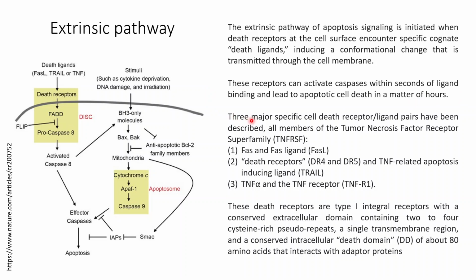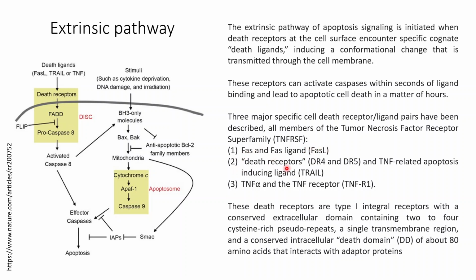So there are three major cell death receptor ligand pairs that have been described, and they are all members of this superfamily, tumor necrosis factor receptor, or TNFRSF superfamily. And so the first one is this Fas and Fas ligand. So FasR, FasL interaction.